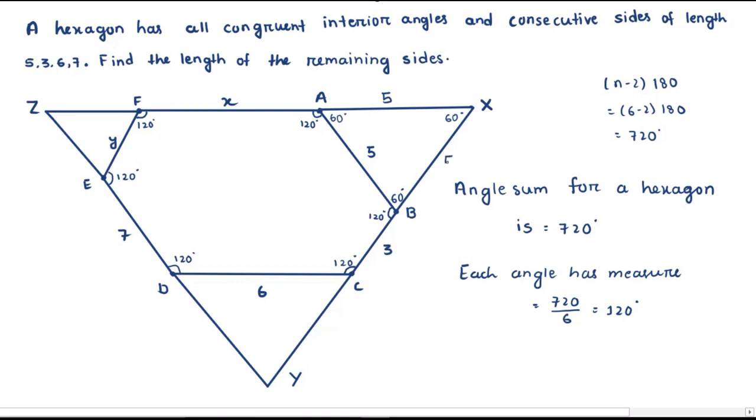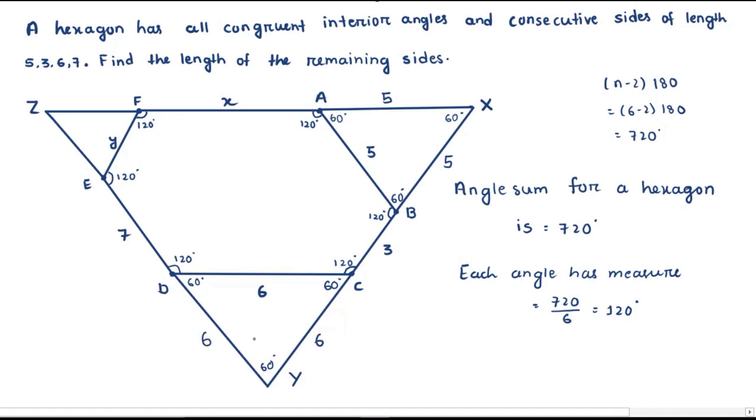Now we can play the same game over here and notice that angle BCD and DCY are supplementary. This is 120, so that makes this angle 60 degrees, and angle CDY is also 60 degrees. Kind of playing the same game on that side. Finally, this remaining angle is 60 degrees as well, again by the angle sum property of the triangle. We know the length of side DC is 6, so that makes these last two side lengths also 6.